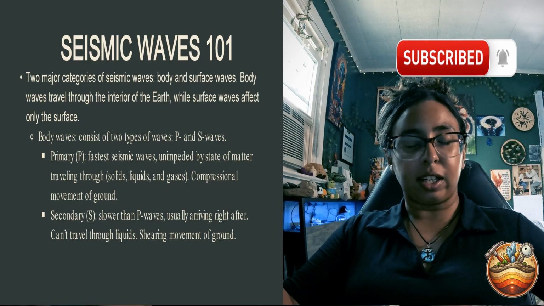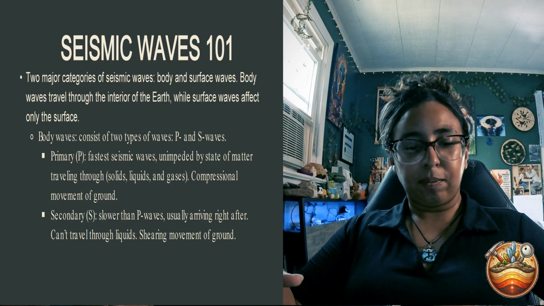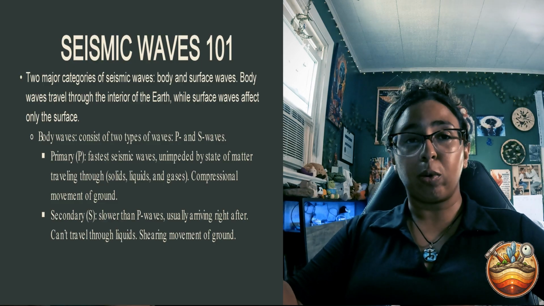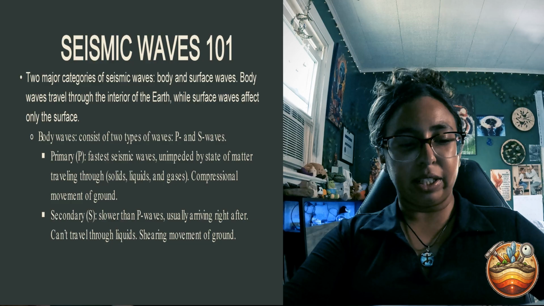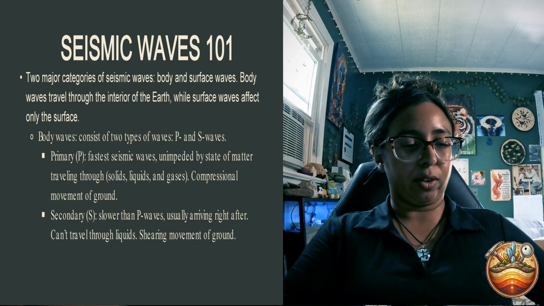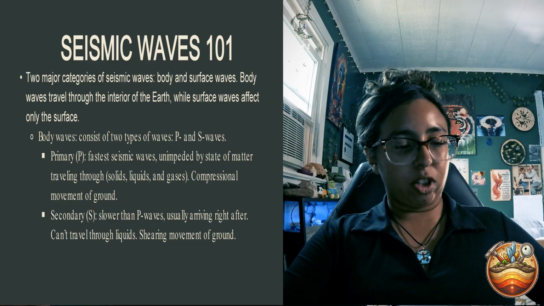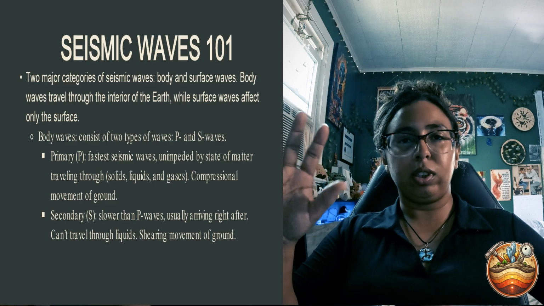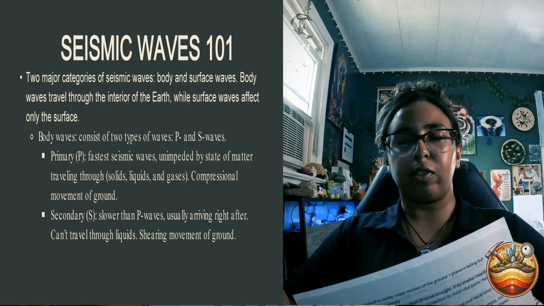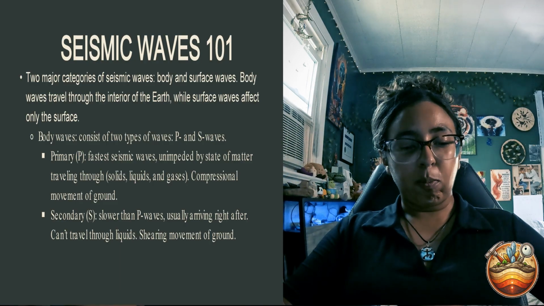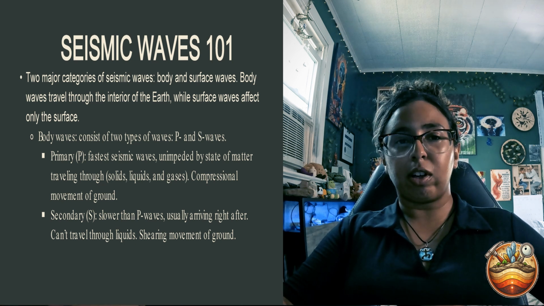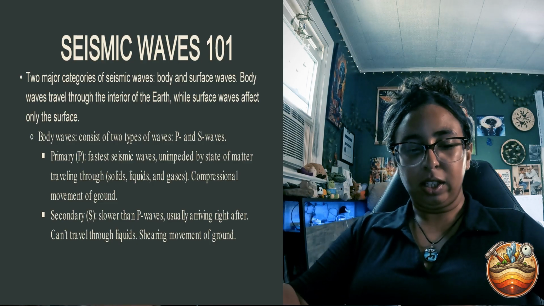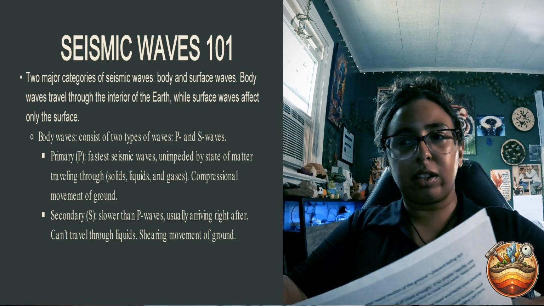And then there are secondary waves, or S waves. These are slower than P waves, and they usually arrive right afterward on a seismogram, and they can really only travel through solid materials, not liquid. The movement correlated with each type of wave is different. P waves tend to have compressional movement, which is basically pushing and pulling of the ground. And then secondary waves have more shearing movement, which is just kind of sliding like this.